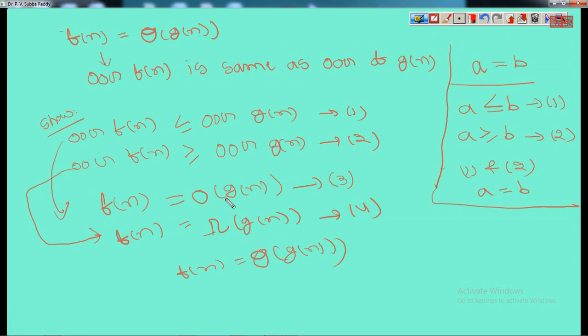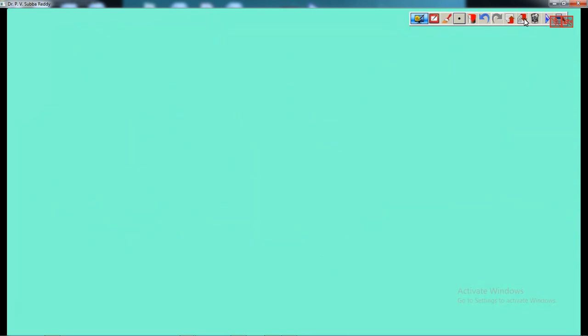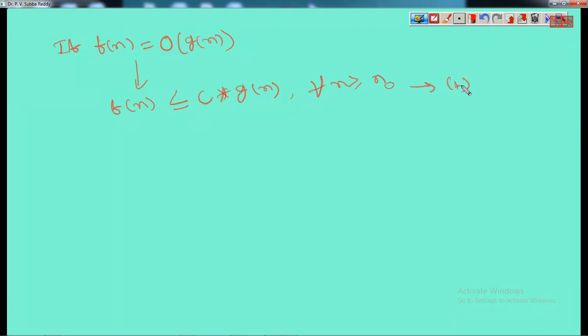Then if f of n is big O of g of n, that implies what? Then there must exist two constants according to the formal definition, c and n naught, such that f of n is less than or equal to c times g of n for all n greater than or equal to n naught. This is the meaning of that. So this we call a fact.